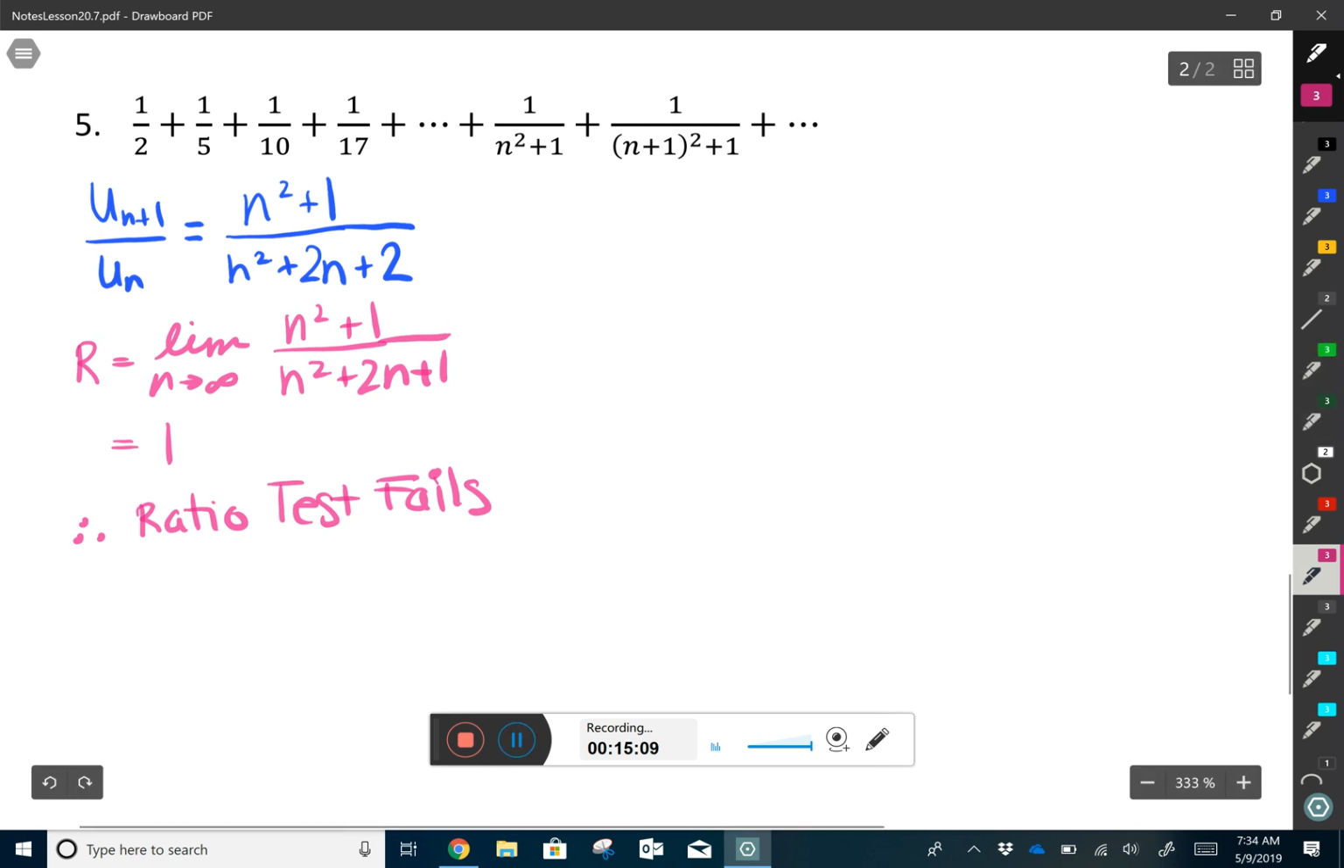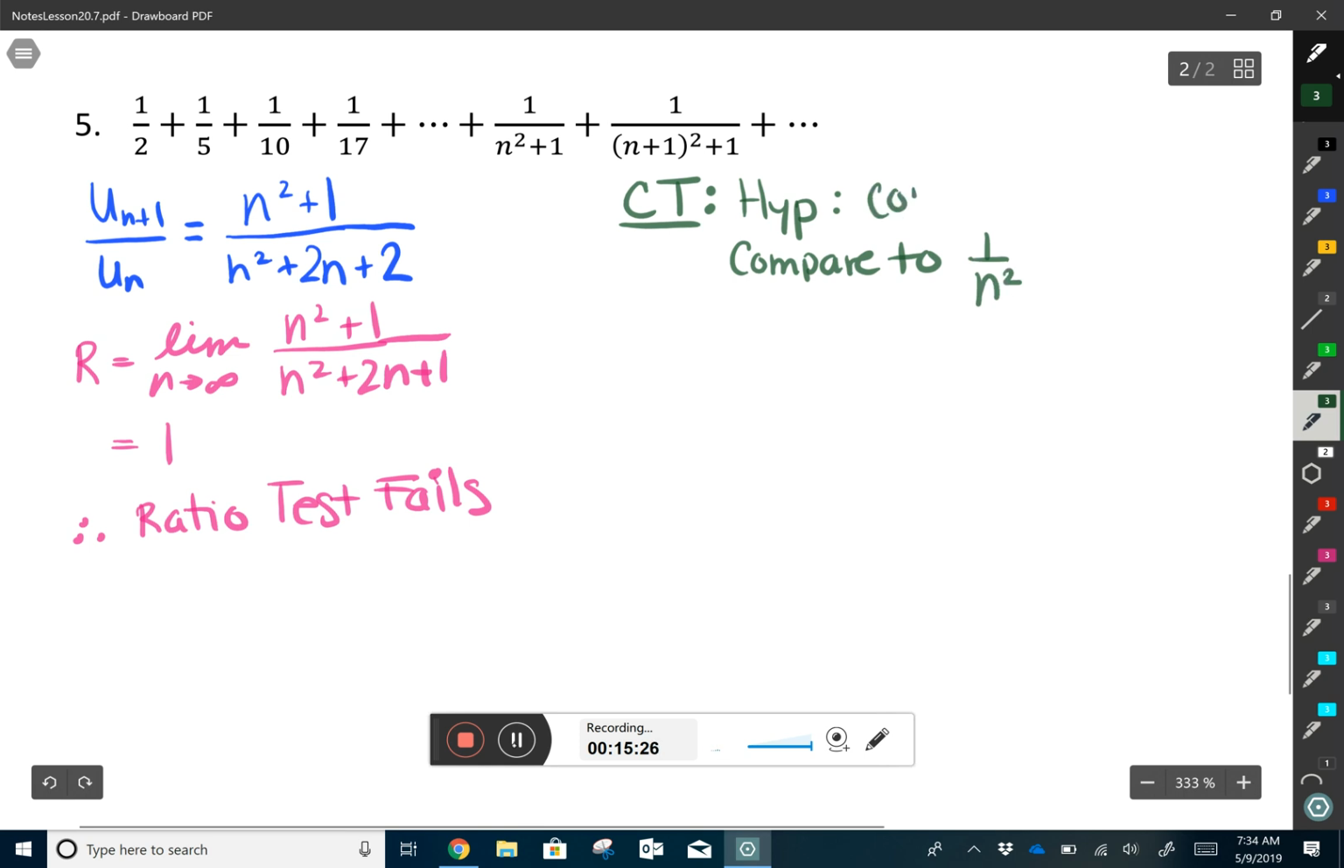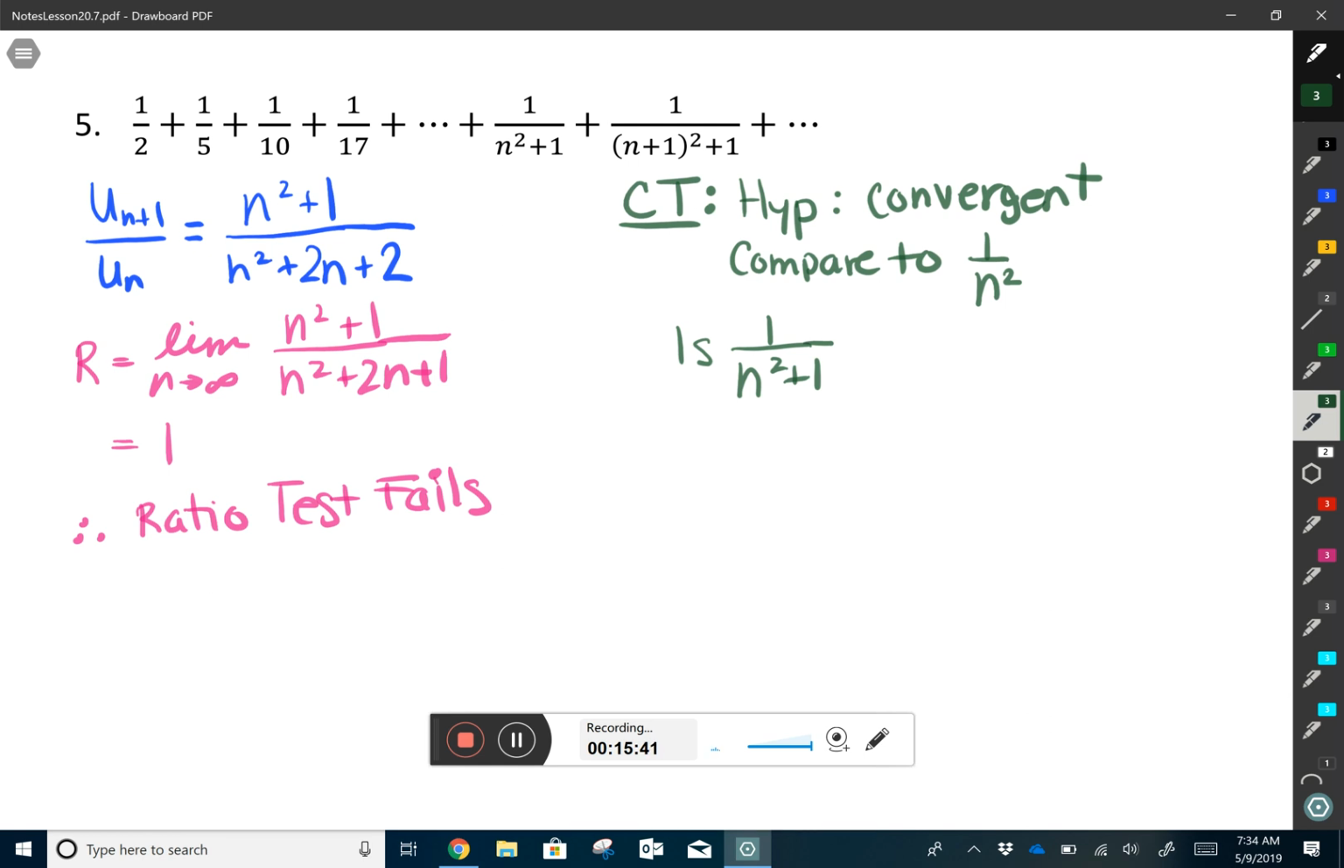And so on your paper, you can label it comparison test. So you can just use CT so that we know we're doing comparison test. And then our hypothesis, you said you wanted to compare to 1 over n squared, which was a known convergent series. So comparing it to 1 over n squared, if we want to prove convergent, we're going to ask ourselves, is our u sub n term, u sub n again is just 1 over n squared plus 1. For convergent, are we going to do greater than or equal to or less than or equal to? All right, less than or equal to 1 over n squared.